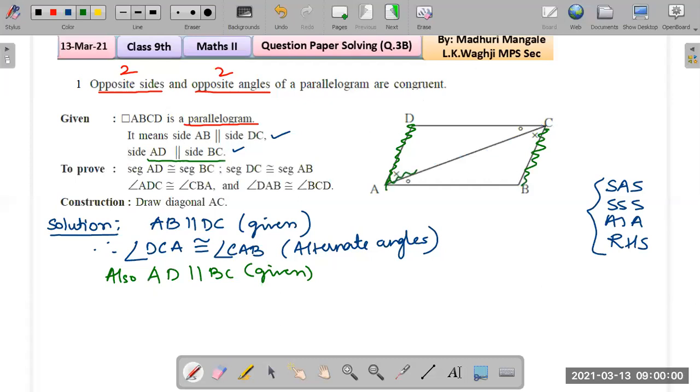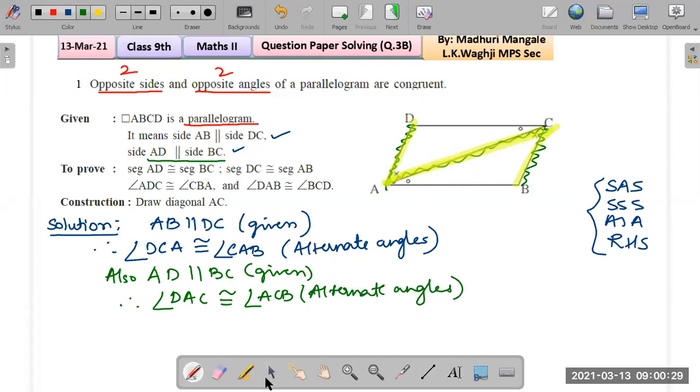So just check, if I join this line, it is again a Z formation. So which is the angle? The angle is DAC and the other angle is CAB. These two angles are congruent to each other. So therefore we say that angle DAC is congruent to angle ACB. Again, we got this by alternate angles. And students, why are we doing this? Because we have to prove that these two triangles are congruent, and we can prove it by using any one of these rules, right?